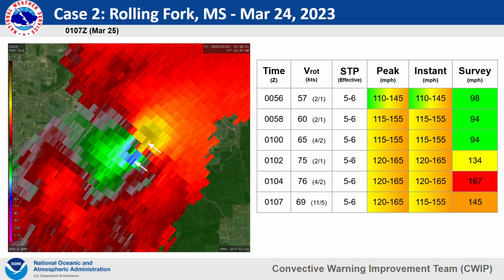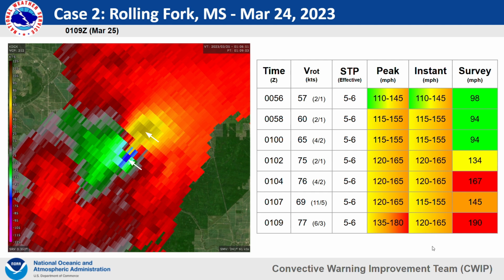revealing low-end EF4 damage. We drop just a little bit to 69 knots here at 107Z. The peak doesn't really change much because we achieved that with the 70 knot VROT earlier, but the instantaneous starts to fall a little bit. And finally, at 109Z, we have another 2 minutes of VROT values greater than 70 knots. So we've now been able to have 6 total minutes of VROTs in excess of 70 knots, which allows us to move up in that duration slider and achieve low-end EF4 estimated peak wind speeds in the tornado, even though the instantaneous still says 2 to 3.